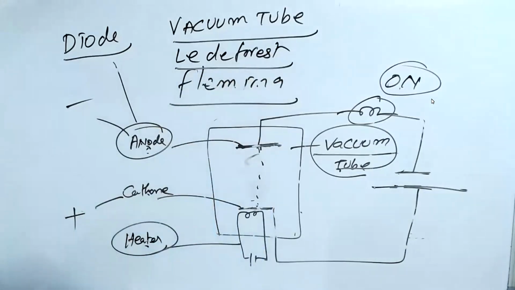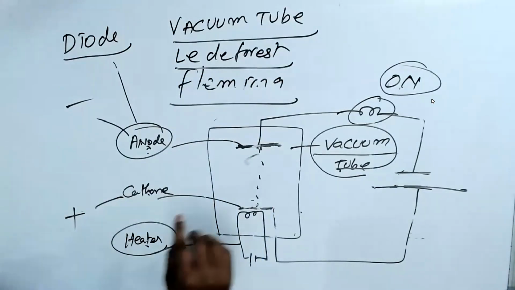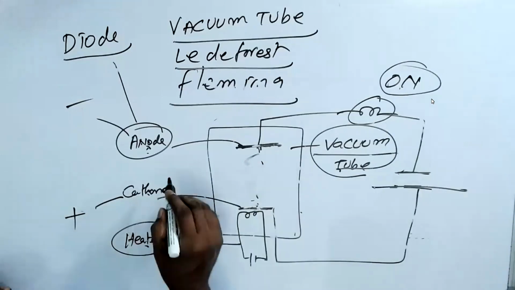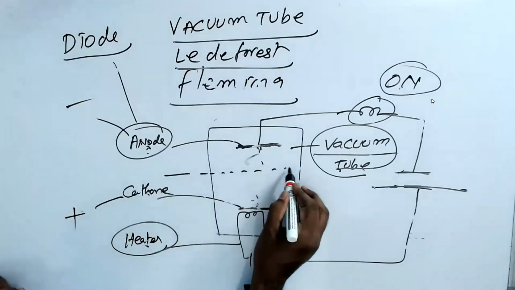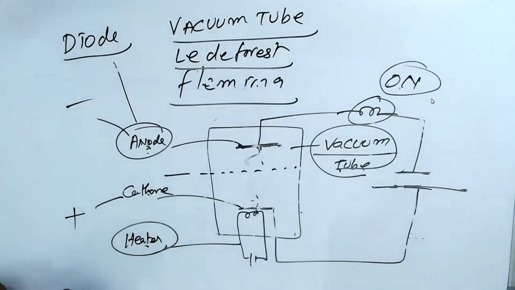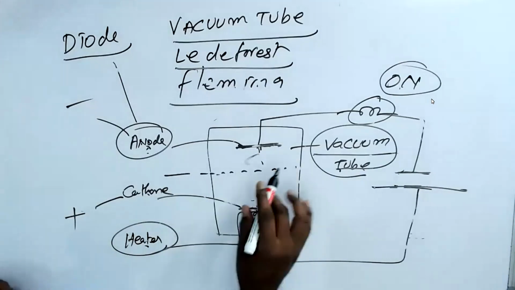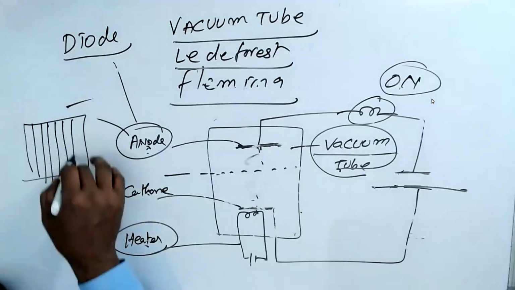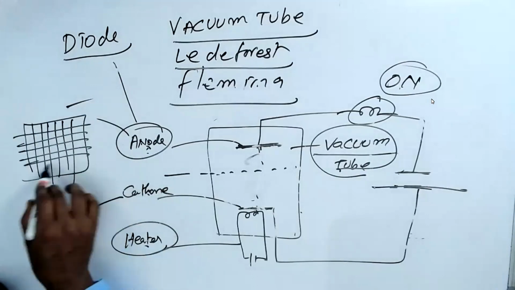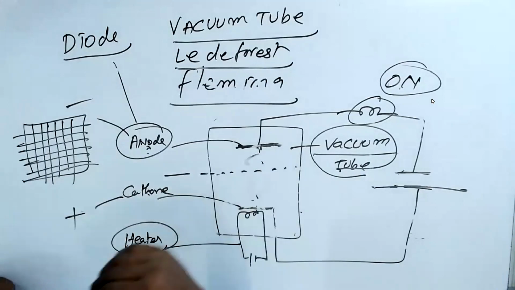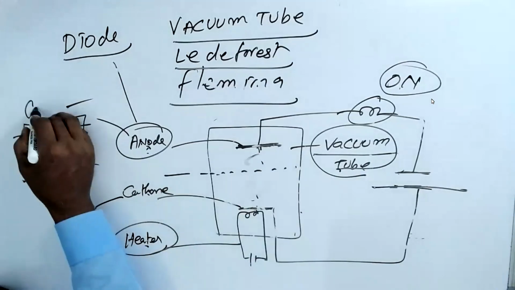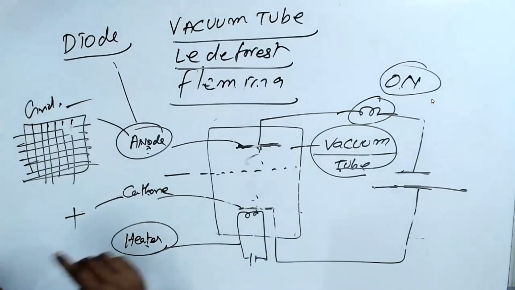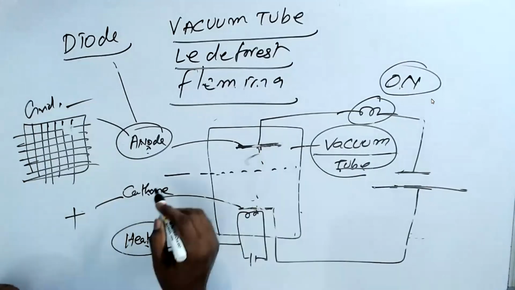Lee De Forest is the one who put a small grid in between this anode and cathode. The grid is like this, a small grid with holes. This is called the grid. The grid was placed between the anode and cathode.